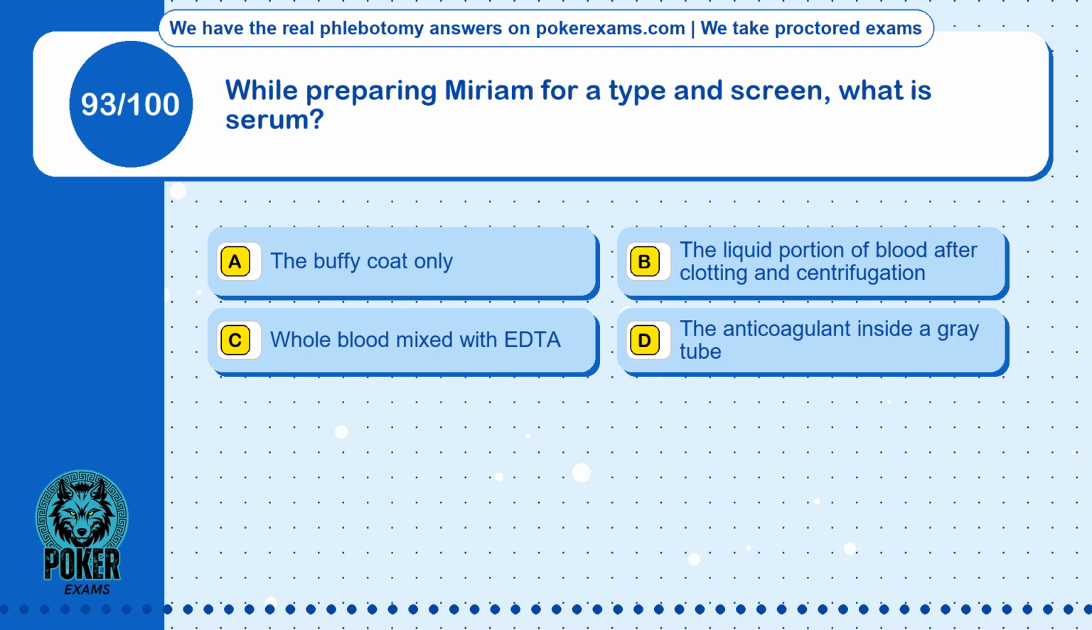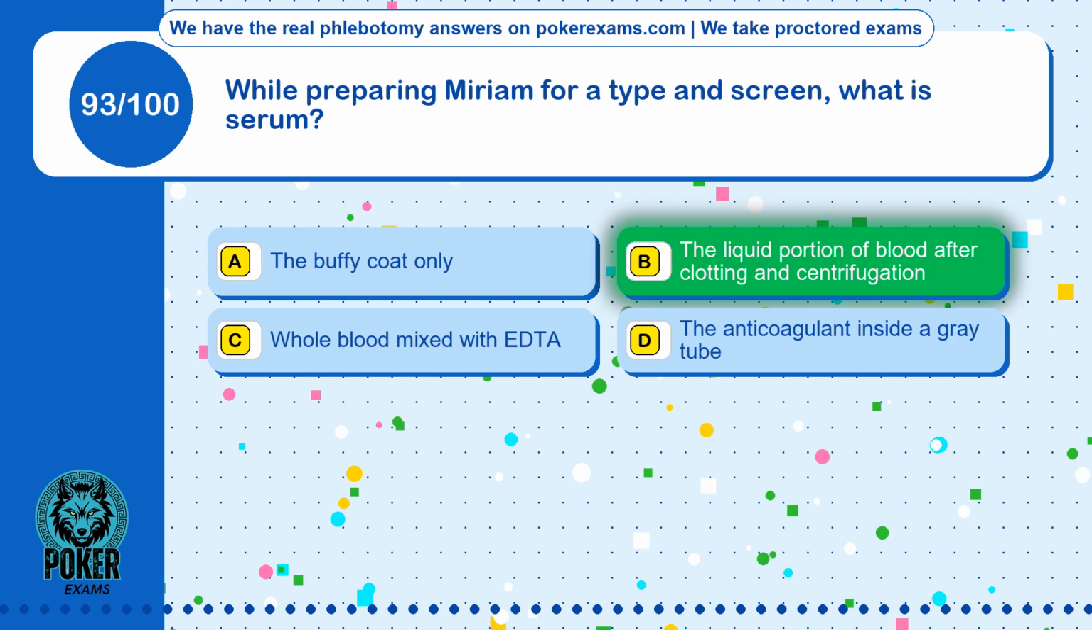Question 93. While preparing Miriam for a type and screen, what is serum? Option A. The buffy coat only. Option B. The liquid portion of blood after clotting and centrifugation. Option C, whole blood mixed with EDTA. Option D. The anticoagulant inside a gray tube.